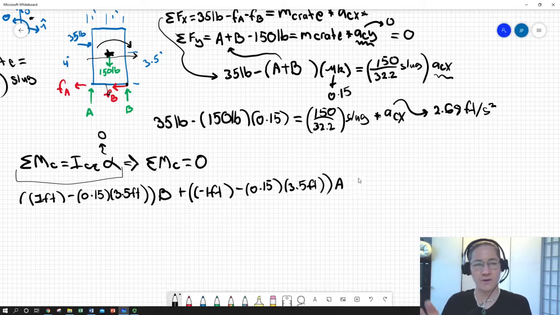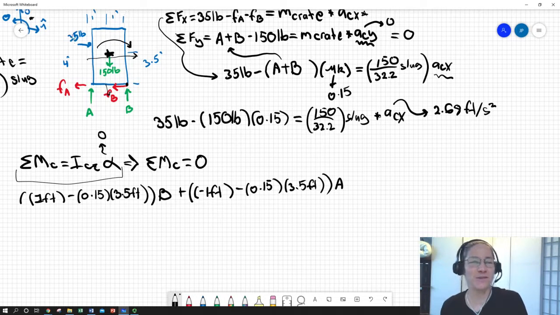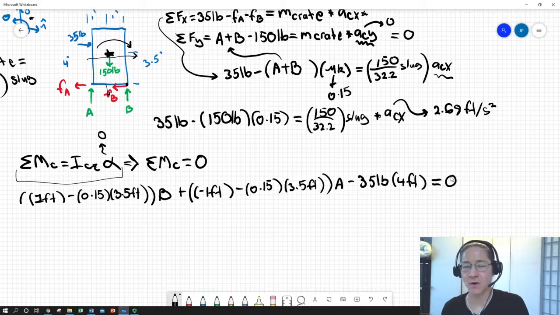And we're going to get also our force P pushing, which is, of course, also going to give a negative moment. Negative moments are in the clockwise direction, positive are in the counterclockwise. So the only force producing a counterclockwise moment is the normal force B, not its frictional component. So we have minus 35 pounds, and that is acting at a radius of 4 feet. And that's all going to sum to 0 because alpha is 0.